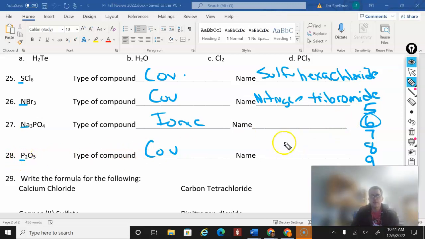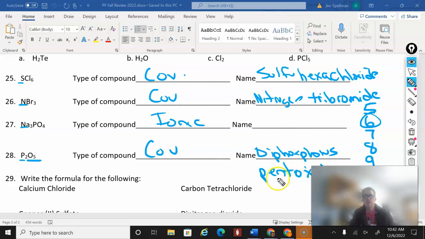I've got 2 phosphorus, so I have diphosphorus. And I've got 5 oxygens, and I need my prefix for 5, which is penta. And don't put the A and the O together because it just doesn't sound right. So instead of pentaoxide, it's just pentoxide. So diphosphorus pentoxide. 27 is ionic, so the rules for naming ionic, we just need to write down what we've got here.